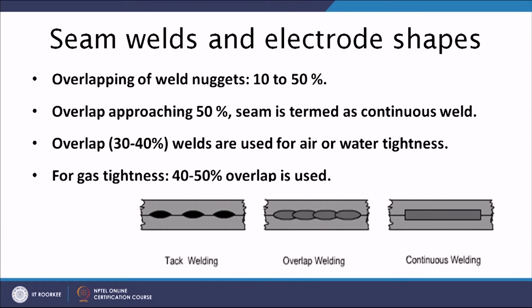And this is the schematic arrangement showing the tack welding. Tack weld means there is a lot of spacing between the nuggets which are formed, and then in lap weld, the nuggets are overlapping with a marginal amount, maybe 5%, 10%, and in case of the seam weld, this value can range from 10 to 50%, and in case of continuous it is more than 50%. You will see that there is a continuous nugget formation.